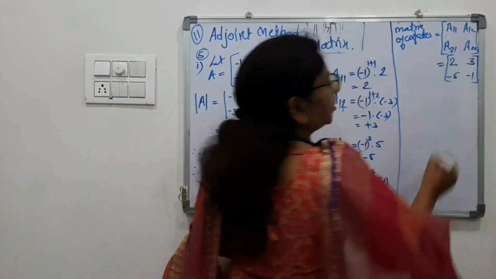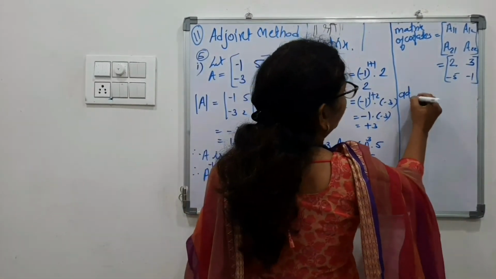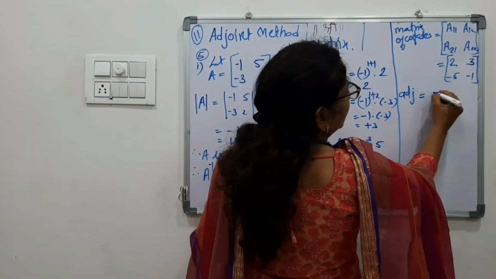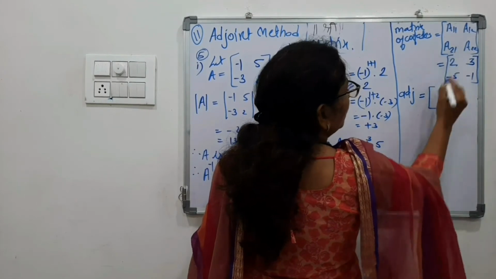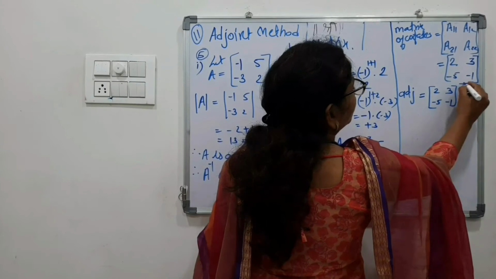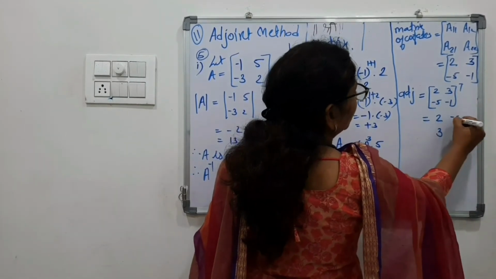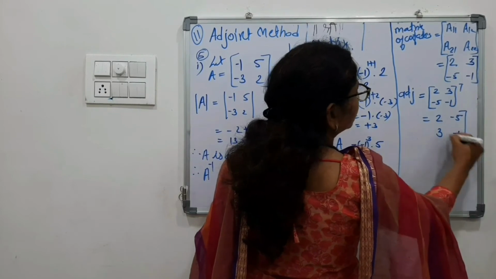Now according to the definition of adjoint of any matrix, adjoint of A is transpose of cofactor matrix. So write down transpose of this. That is nothing but 2, 3, minus 5, minus 1.